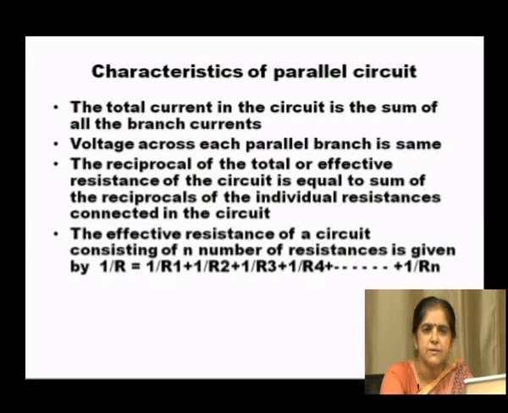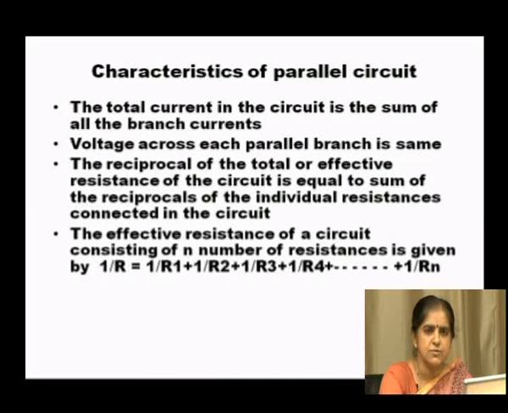So, what is the difference between the series and parallel circuit? In the series circuit, the total current which is flowing through all the resistances is the same, whereas in the parallel circuit, the voltage applied across all the resistances is the same. In the series circuit, there are different voltage drops across each resistance, whereas in the parallel circuit, the currents will be different. That is, the current flowing in each resistance depends on the magnitude of the resistance. These are the differences between the characteristics of the series and the parallel circuit.